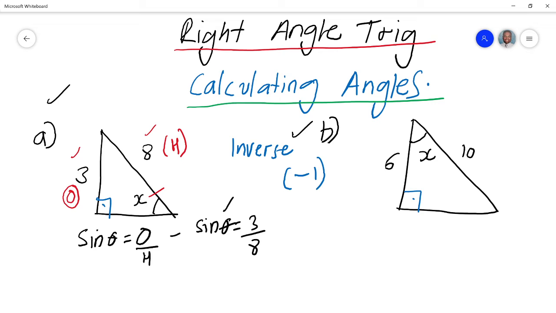When you look at your calculator and you see sine inverse, it's actually a shift button that you use to get your angle.